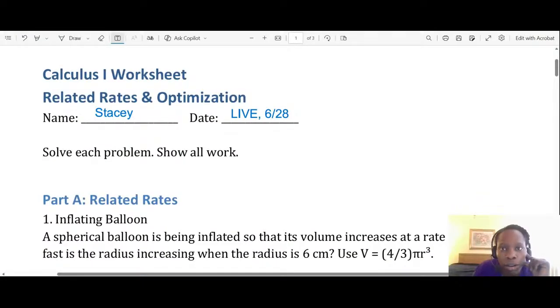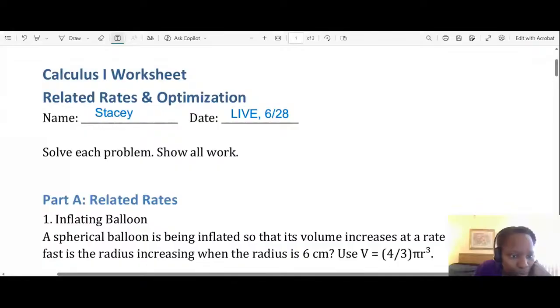Today, I have a special treat for you. We're going to be doing a little calculus. We'll share my screen and show you this worksheet that we're going to go over and see if you can solve these related rates and optimization questions. So, without further ado, let's get into it, shall we?